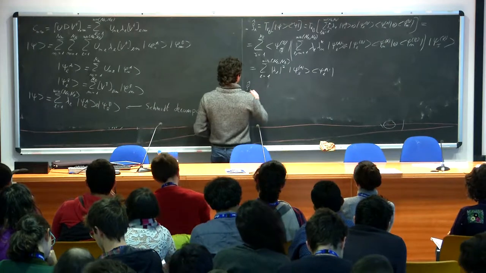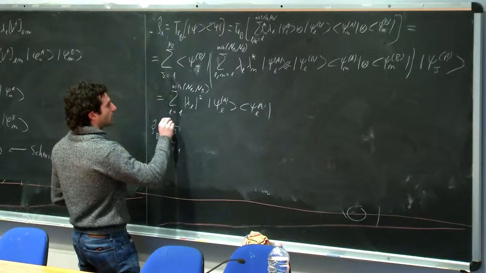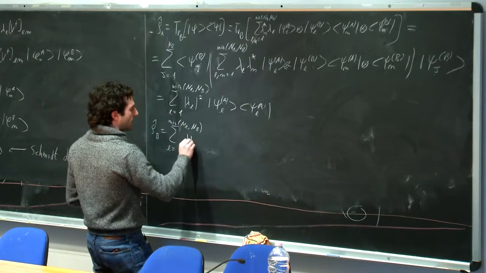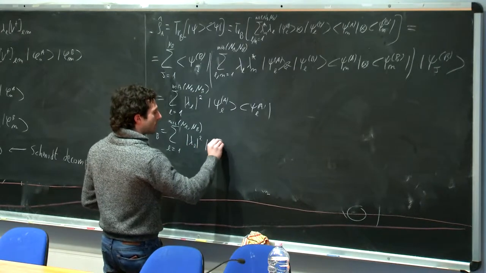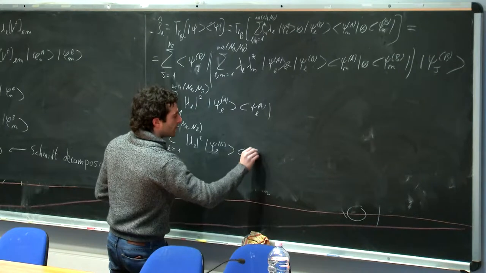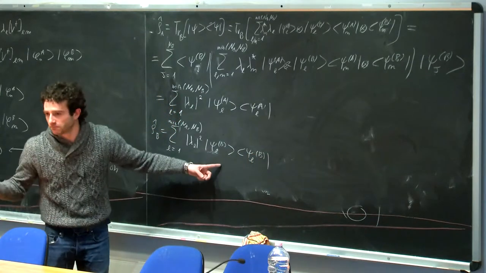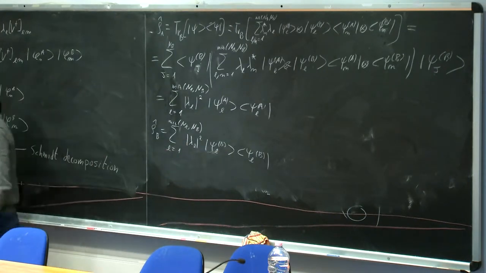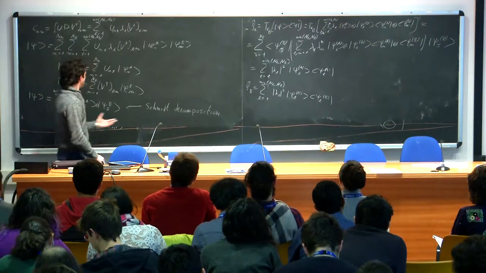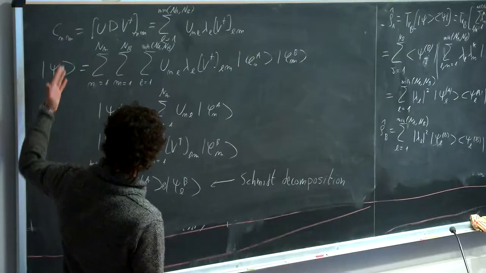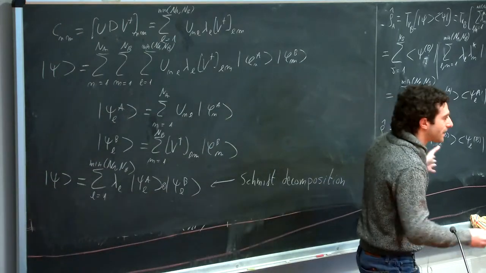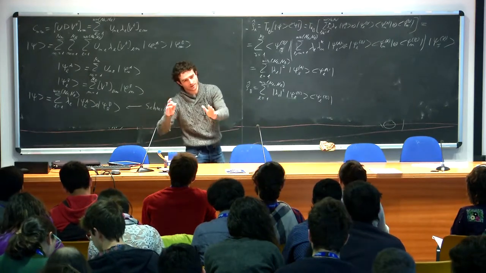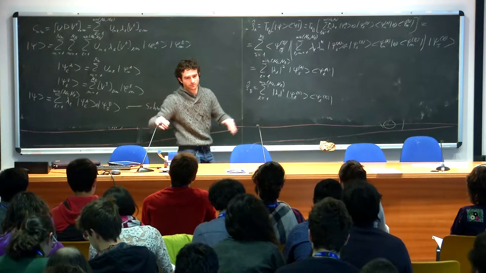So for rho_B, you obtain the sum, l going from 1 to the minimum between n_A and n_B, of lambda_l squared psi_l^B psi_l^B. So you see, the eigenstates are different. In one case, you have A, and in the other case, you have B. But the eigenvalues are the same. Now, the entropy. From this you see that all the eigenvalues of the density matrix in subsystem A are equal to the eigenvalues of the density matrix on subsystem B, except for the zero eigenvalues.